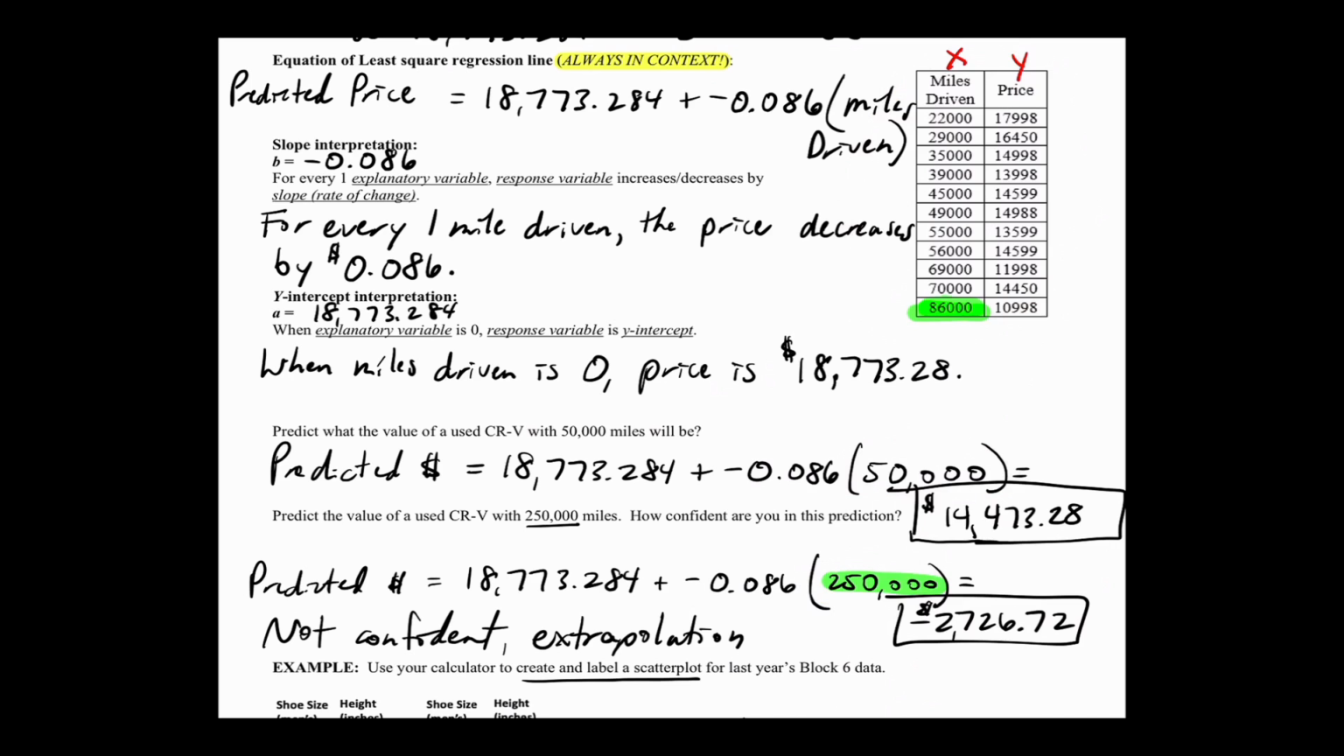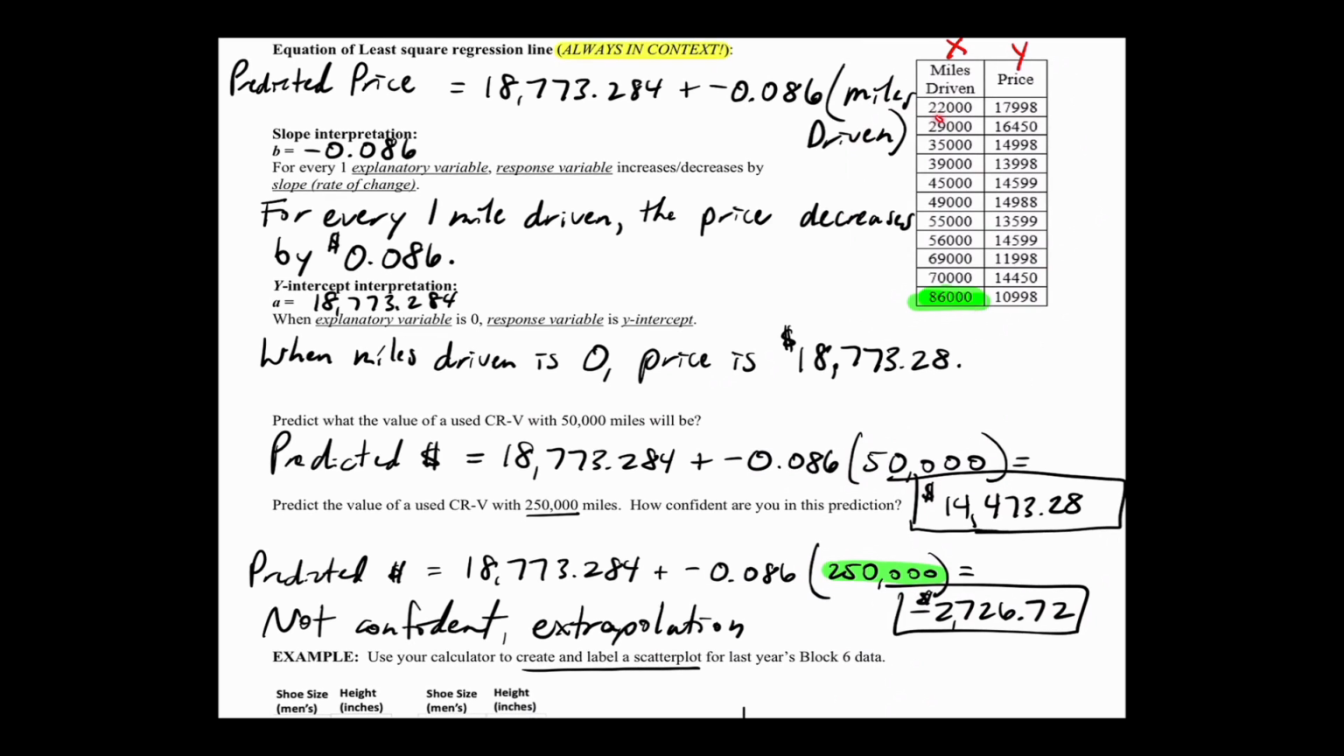But anything above 86,000 or below 22,000 is something I wouldn't be confident in because I don't have data within those. So we would call that extrapolation. 50,000 is what we call interpolation. Interpolation means it's within the data. Okay.